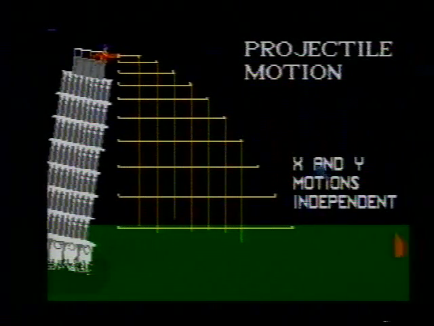In other words, the x and y motions of the projected ball are completely independent of one another. This is an important idea in projectile motion and one that we will frequently use in solving our problems. Next, we review very briefly the equations that we will be using.